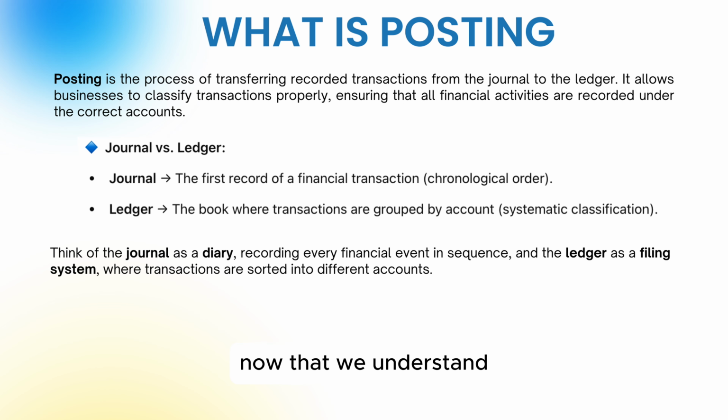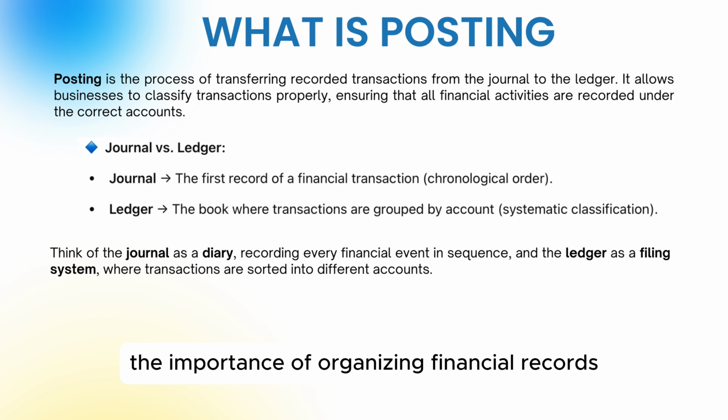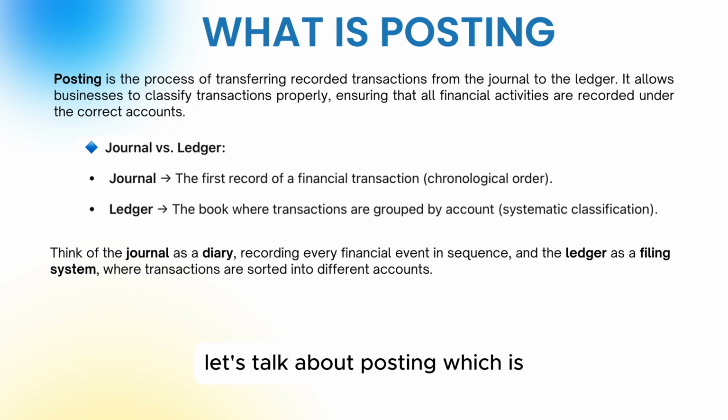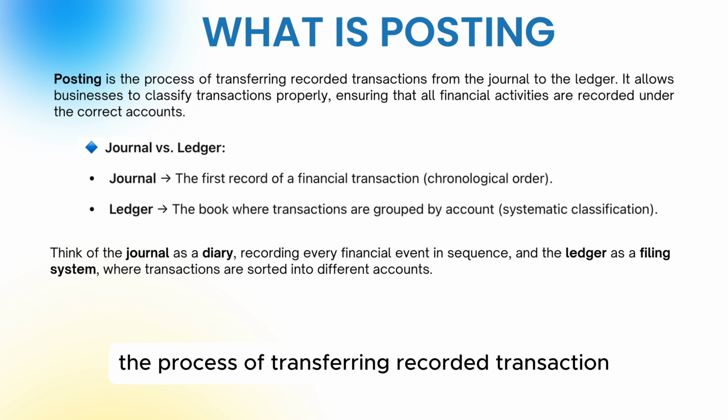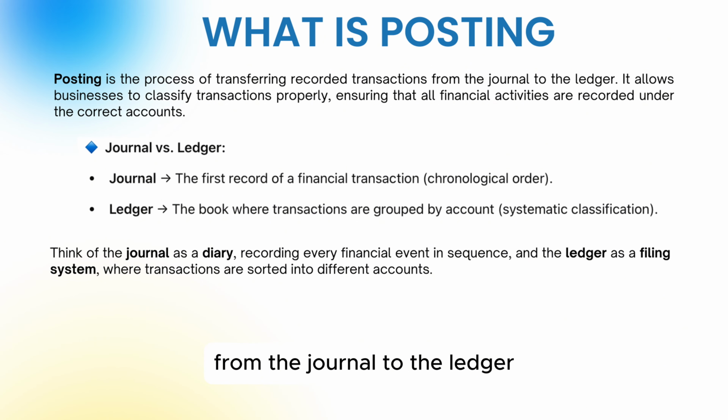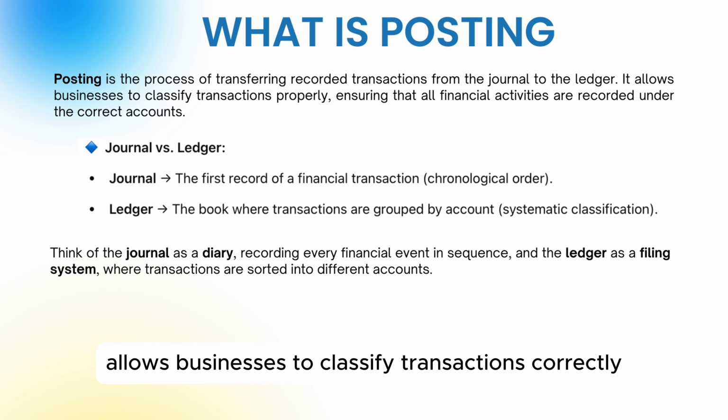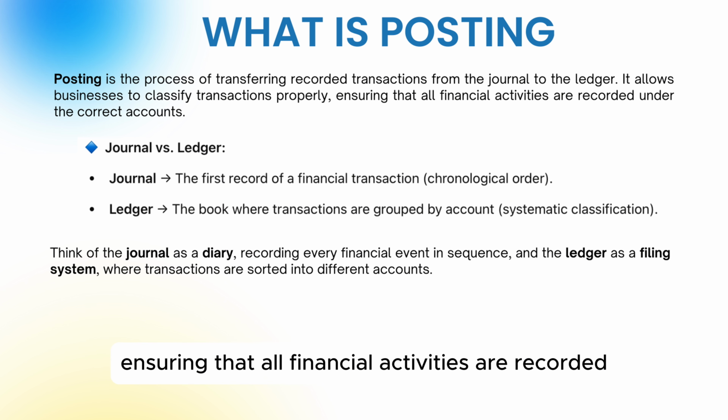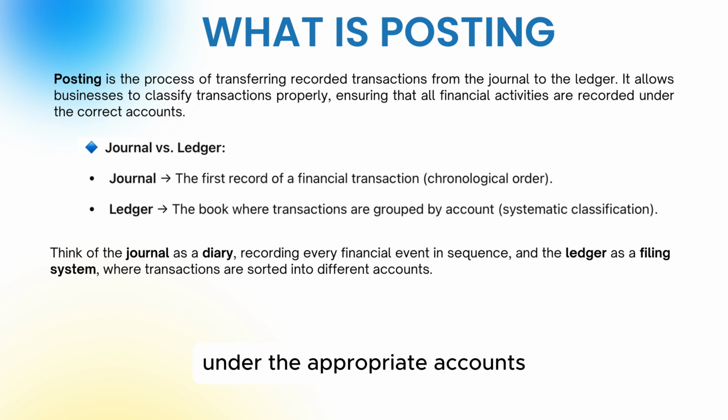Now that we understand the importance of organizing financial records, let's talk about posting, which is the process of transferring recorded transactions from the journal to the ledger. Posting allows businesses to classify transactions correctly, ensuring that all financial activities are recorded under the appropriate accounts.